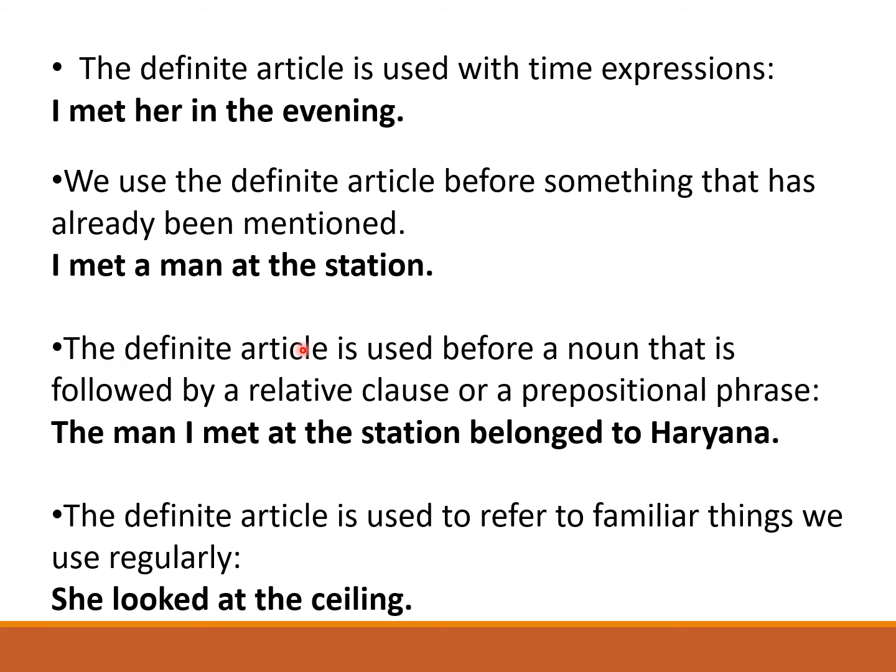The definite article is used before a noun that is followed by a relative clause or a prepositional phrase. So it should be used before a noun that is followed by a relative clause or prepositional phrase, like: The man I met at the station belonged to Haryana. Here, the phrase met at the station requires the.